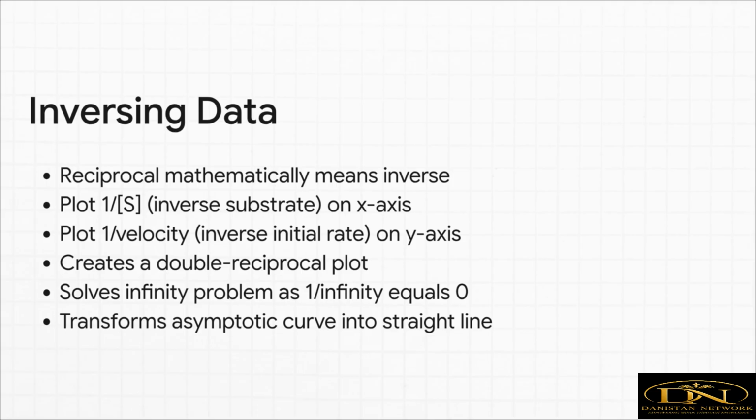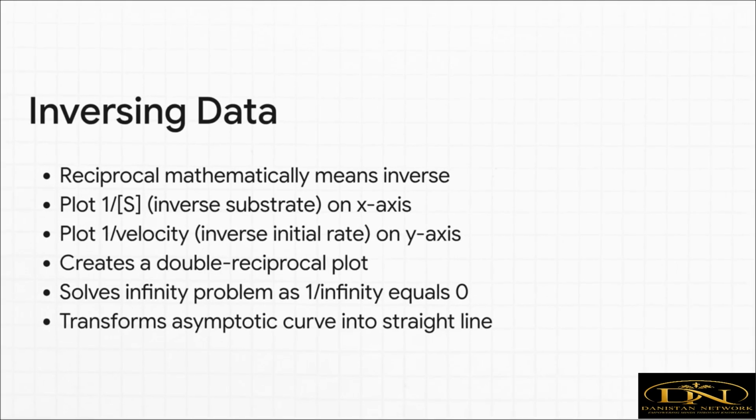Why do this? Well, it neatly overcomes the infinity problem, because 1 divided by infinity equals exactly 0. 0 is a number we can actually work with. Just like magic, this simple transformation turns our impossible, never-ending asymptotic curve into a nice, clean, straight-line graph.